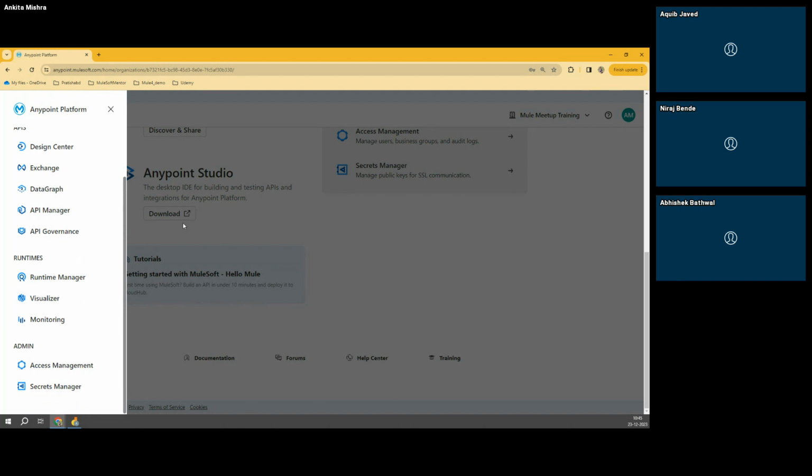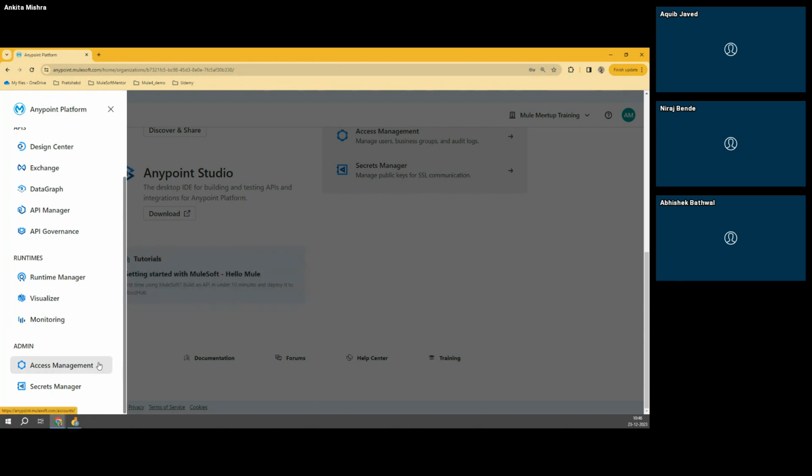Access Management basically helps you to manage the access of your Anypoint platform. Like, who are the members of your Anypoint platform? What is the name of your organization? How many teams are there? What are the roles and responsibilities of your team? So everything can be done through Access Management. So not only are you able to manage your APIs, but you are also able to manage your team members, who should be able to access and work through your Anypoint platform.